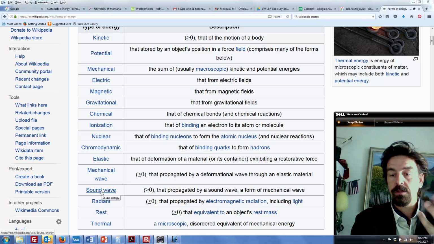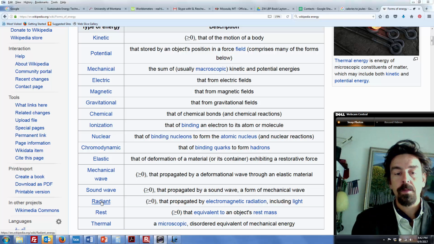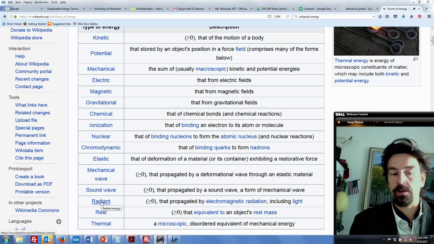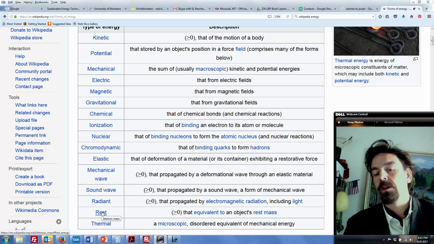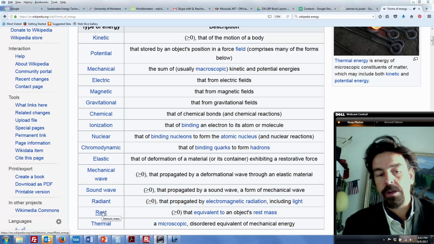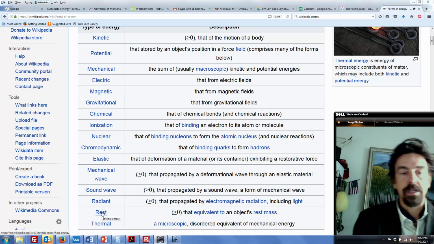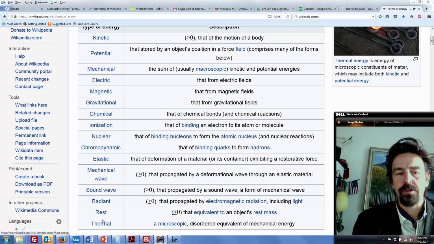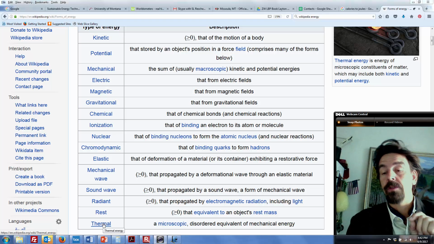Sound, of course, sound energy we know. Radiant is solar energy. Rest energy, that's E equals mc squared. Rest is similar to nuclear. And then thermal, that's what we just did.